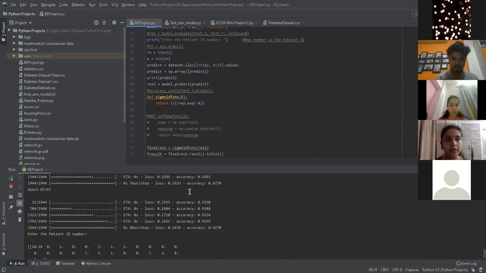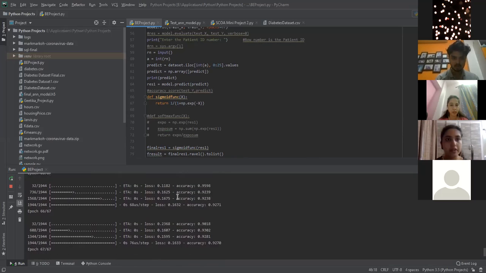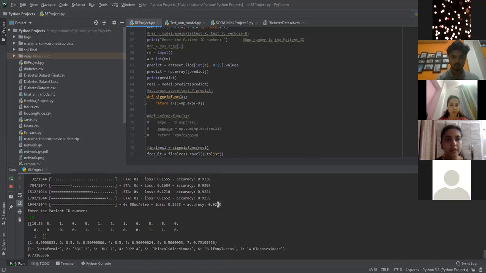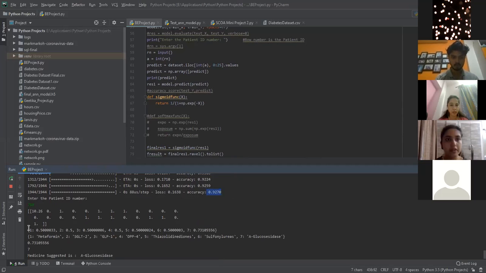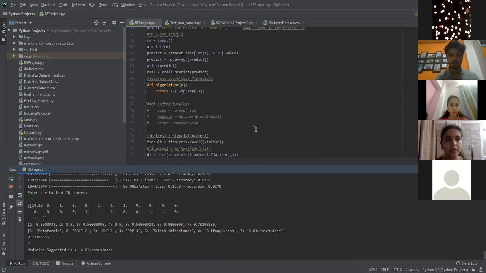So as you can see here, I've already run one instance of the program using 67 epochs. Our final accuracy which we achieved is 92.70%, and our output is in the form of 2 dictionaries, one with the probabilistic value of each class and the other with its name. So the model suggested the medicine aglucoacidase with 92% accuracy. This is the numeric or word output. Also the graphical output is in the form of a graph, which we can see here.